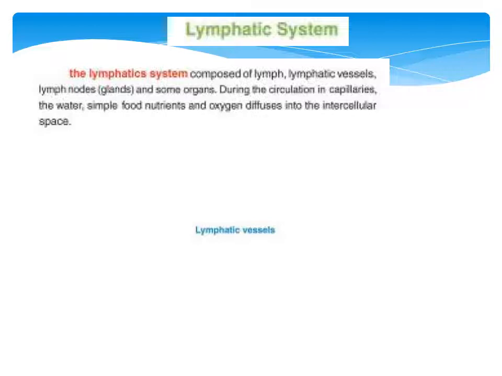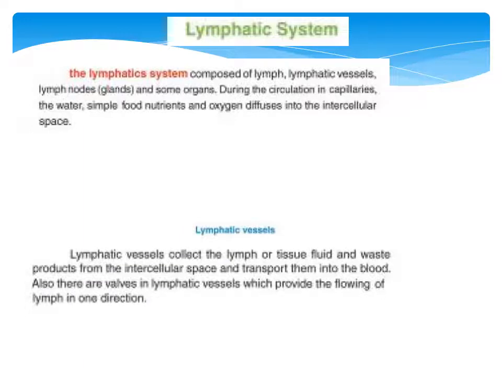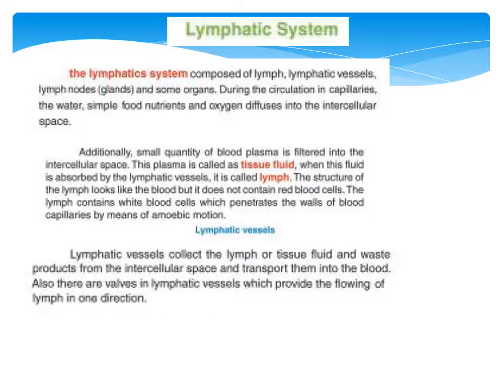Now list the components or parts of the lymphatic system. The lymphatic system is composed of lymphatic vessels, lymph nodes, glands, and some organs. During circulation in capillaries, water, simple food, nutrients and oxygen diffuse into the intercellular space. Additionally, a small quantity of blood plasma is filtered into the intercellular space. This plasma is called tissue fluid.